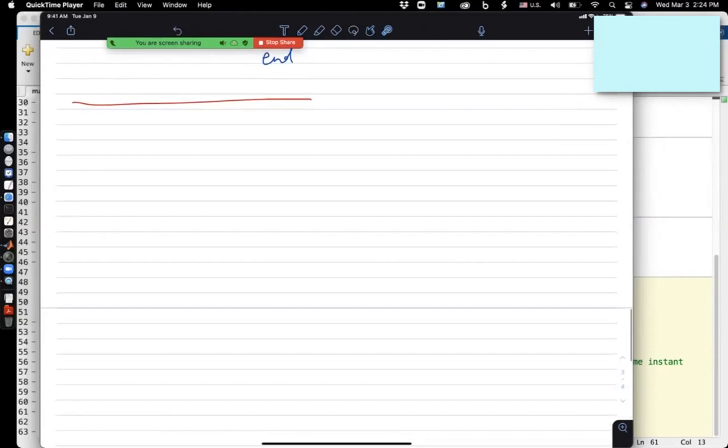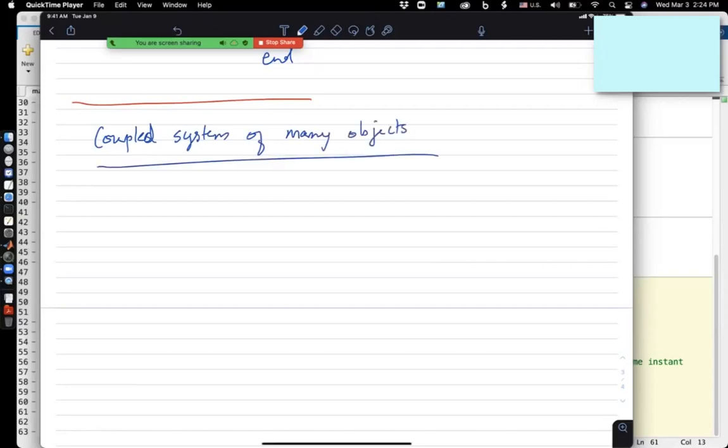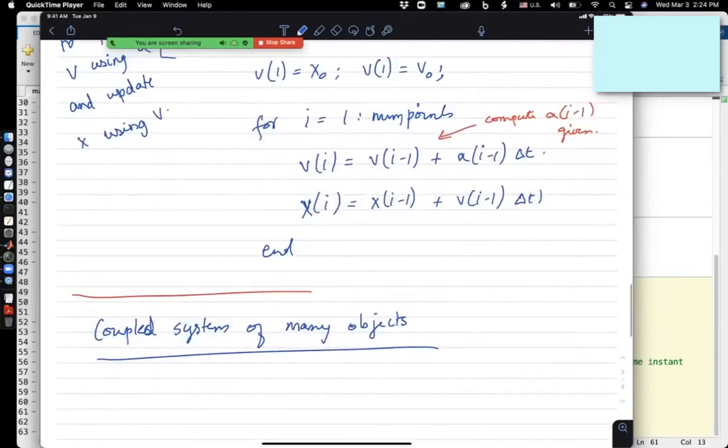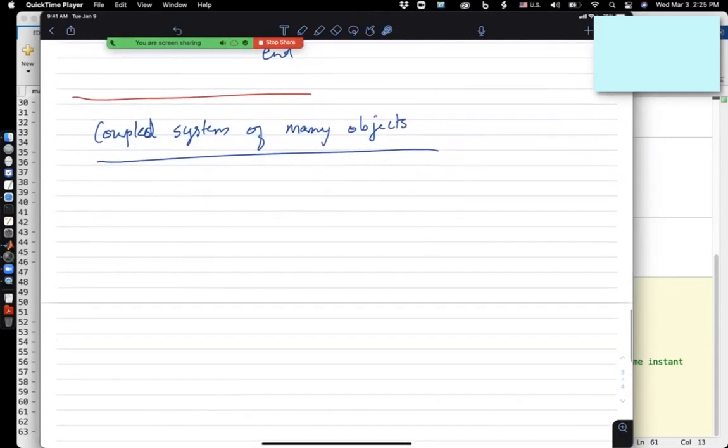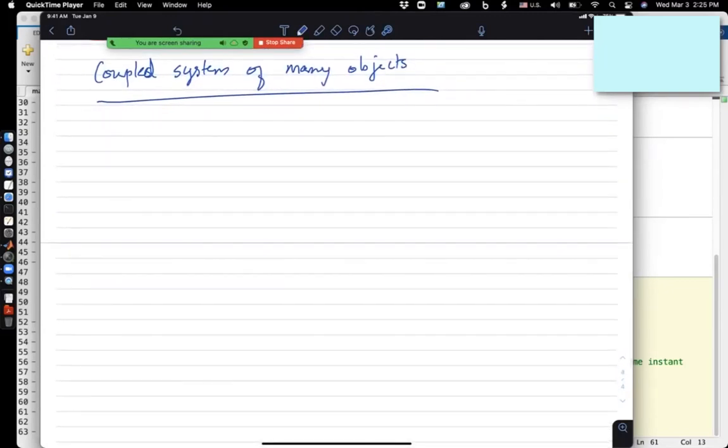If you have lots of particles moving, connected together in some manner, a coupled system of many objects, it doesn't matter now. Now that we've seen this, we can use the same logic for systems with 20 objects moving together in some complicated way. Let's imagine, for instance, that we have, I don't know, these objects.